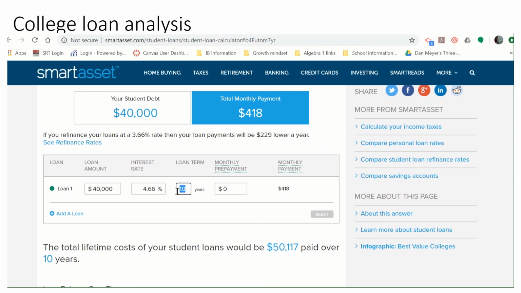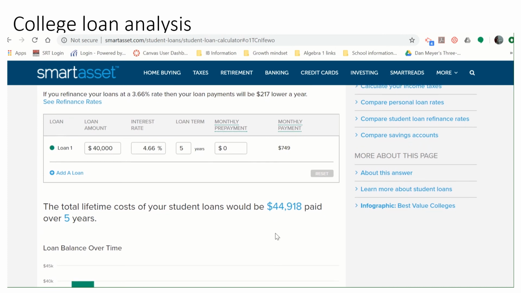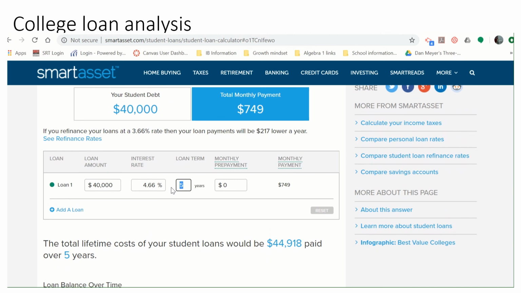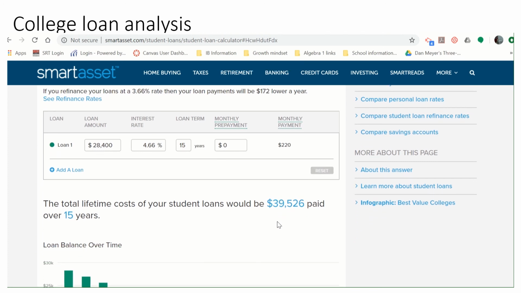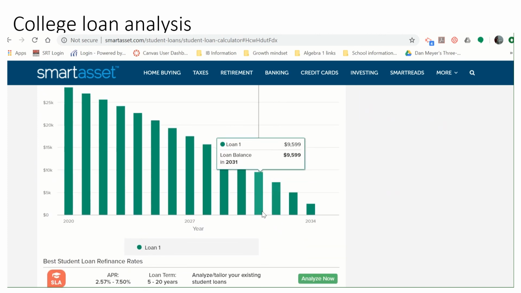The other thing that you can figure out is, if you decide to pay it off in 5 years, you start paying really heavy, you do save money on interest. So you can balance that. Going back to that original $28,400, let's say you decide to pay for it for 15 years. Well, your payments go down, but then the amount that you pay back goes up. So those are kind of interesting to play around with.